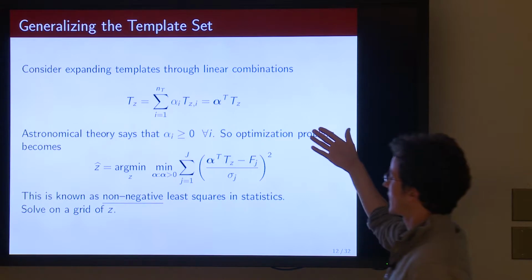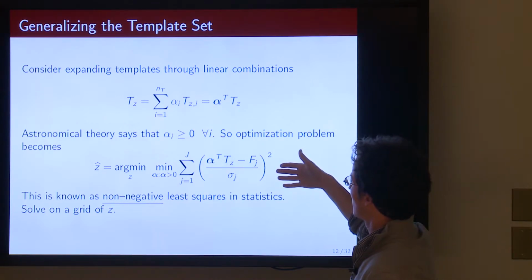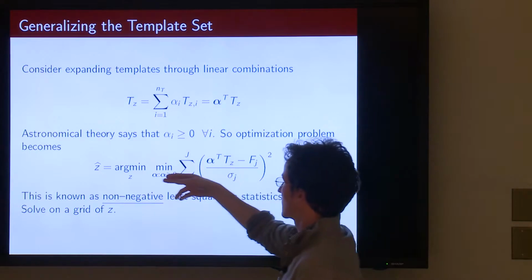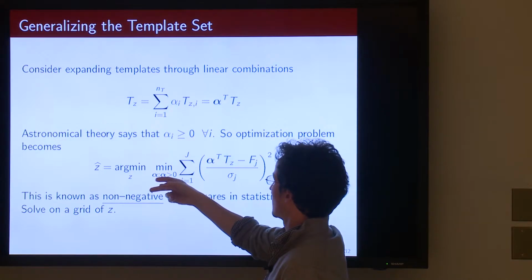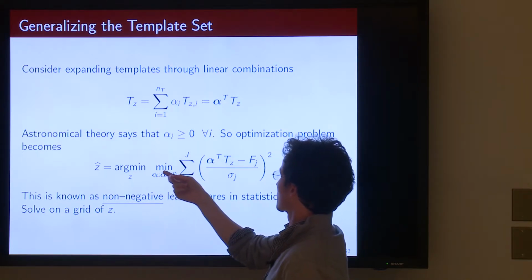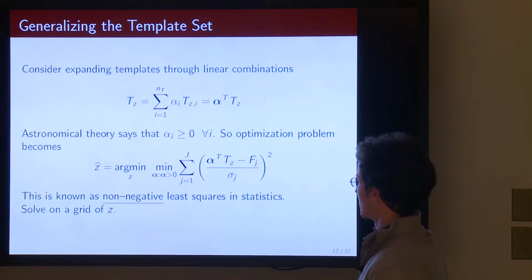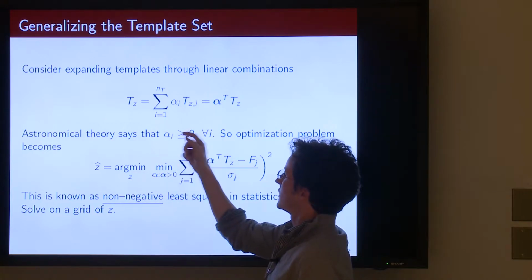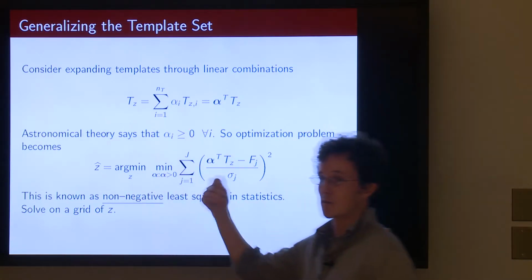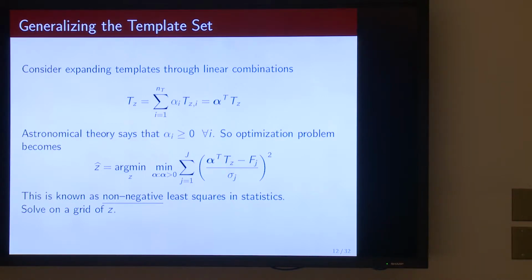So the optimization just becomes replacing this sort of grid search across a lot of templates with a minimization across this vector of coefficients alpha. This would be standard least squares at a fixed z, except you want the alphas to be positive. So in statistics, this is typically called non-negative least squares. Have people seen non-negative least squares? No? Half? OK.